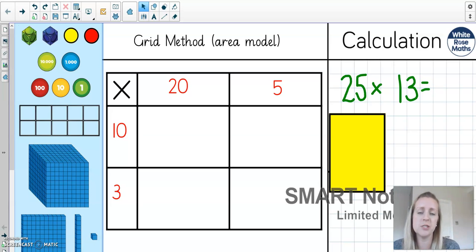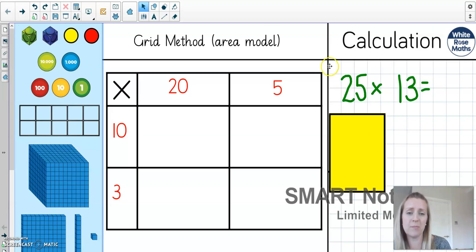This week, if you decide to choose Maths Challenges Set 1, watch this video because it's going to help you with multiplication. What we're going to do now is recap how to use the grid method to solve multiplication calculations, and then look at how we can use the grid method to help us with long multiplication. So let's get started. The calculation you can see here is 25 times 13, or 25 multiplied by 13.